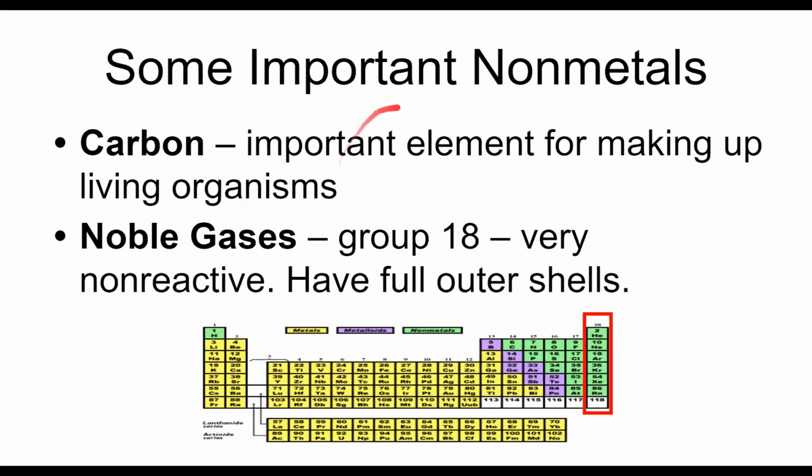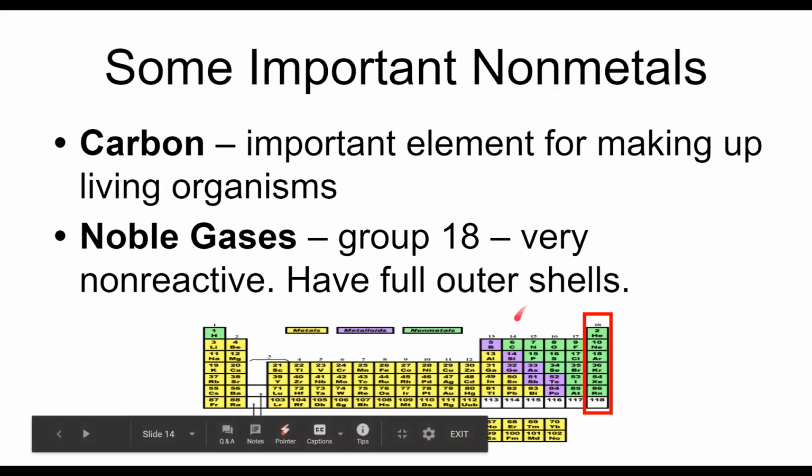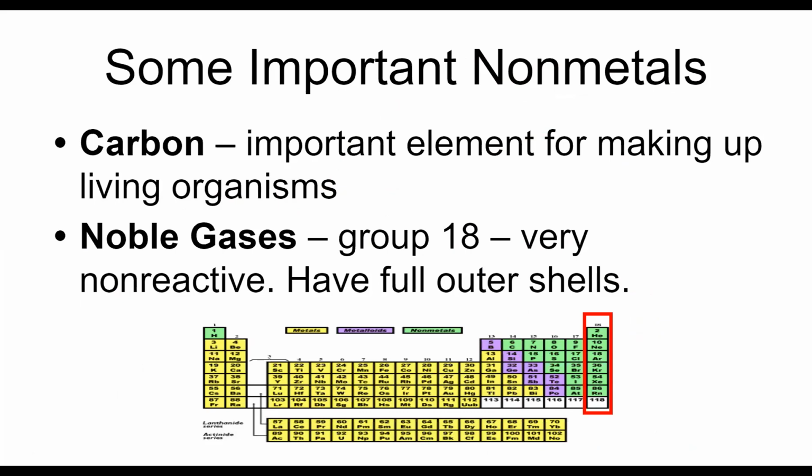So a final note about some very important nonmetals. Carbon, atom number 6, is a super important element for living organisms. So you and me and your dogs and cats and the squirrels and the birds and nature around you, we're all mostly based on carbon. We use carbon for our energy. We use carbon to build a lot of the structures in our body. So carbon is an extremely important element for things that are living on Earth today.